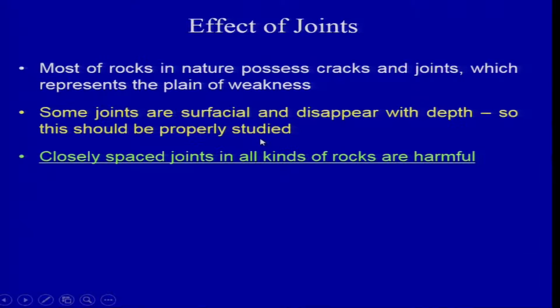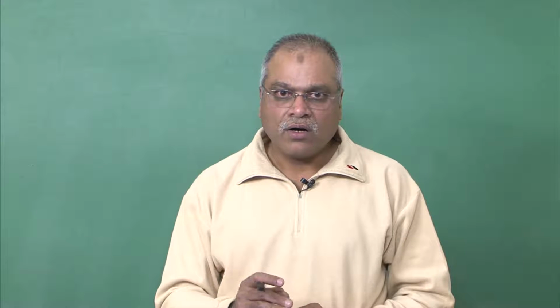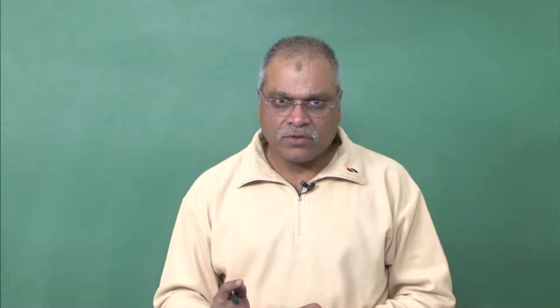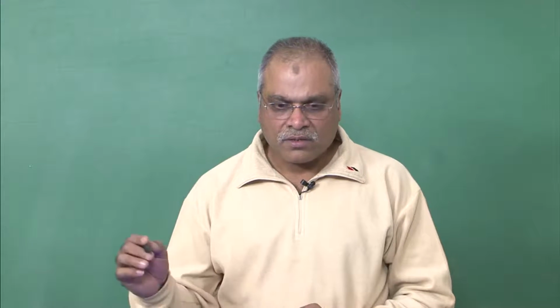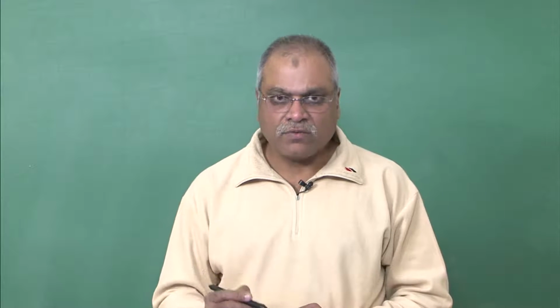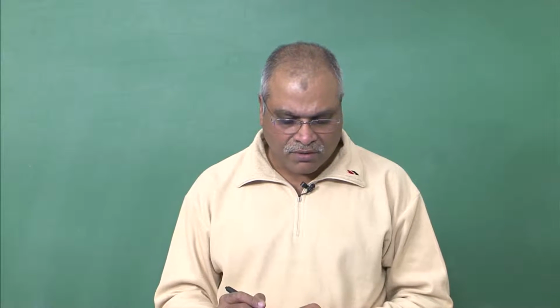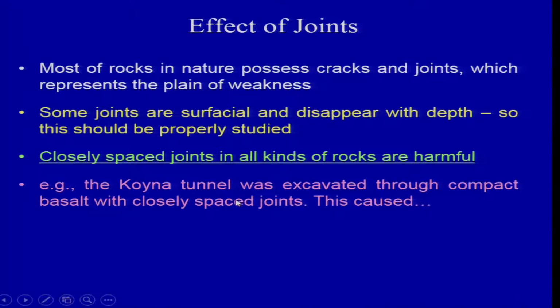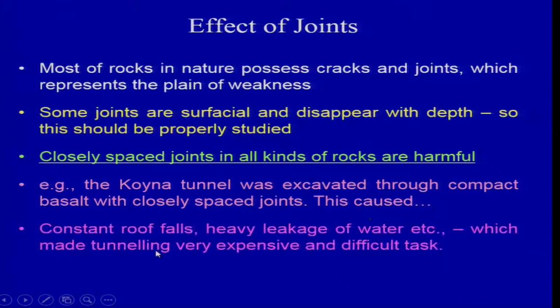Closely spaced joints in all kinds of rocks are harmful. So we have to consider the spacing of the joints, how long the joint goes in terms of surface extent, and also how deep these joints will be. For example, the Koina tunnel was excavated through compact basalt with closely spaced joints, and this caused problems: constant roof falls and heavy leakage of water, which made tunneling a very expensive and difficult task.